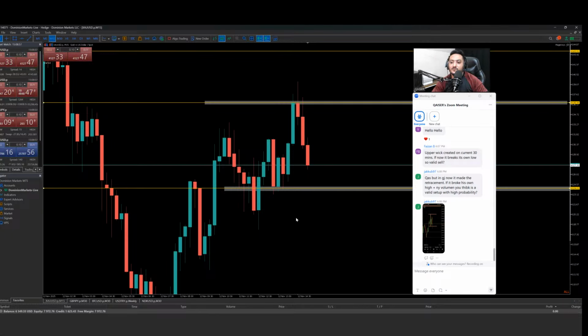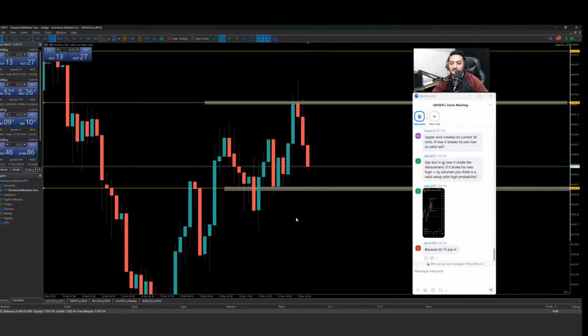Upper we created on current 30 minutes. If now it breaks its own low, so valid sell. What are you going to get on the left hand side? No clean traffic, not even showing strong volume in it. In GG now, made the retracement. If it broke its own high plus NY open volume, you think is a valid setup with a high probability.